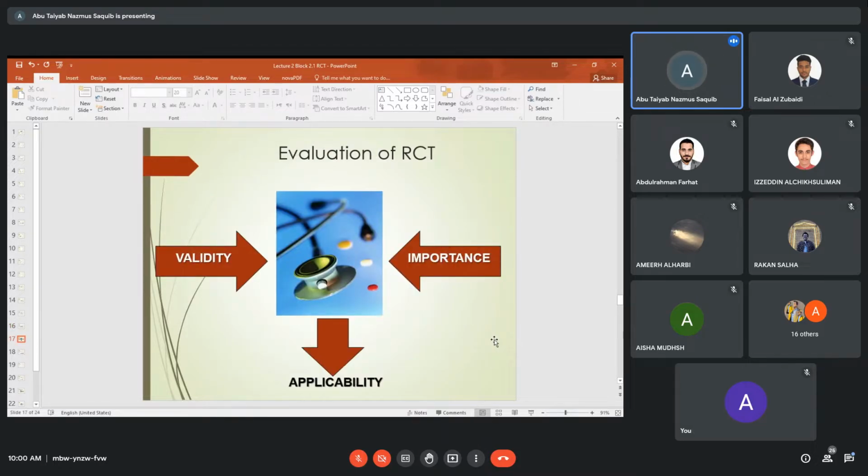Once you do the RCT, I will take another 5 minutes and then we'll end. You need to evaluate the RCT. Is it valid? How important is it, and what is its application? I have actually talked about all of these things. Now let's put them together.